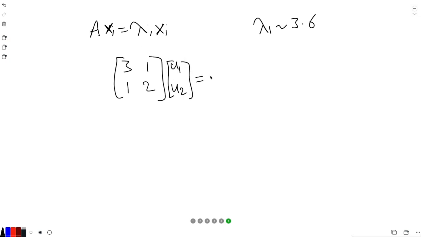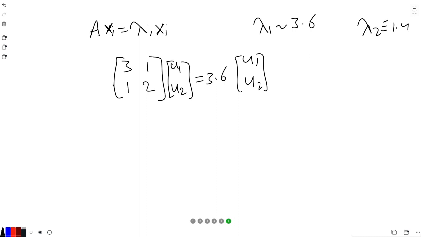This is equal to 3.6 times u1 and u2. Now our question is to find what u1 and u2 are. This will be for the first eigenvector. Of course, we can repeat it also with lambda 2 equal to, for example, 1.4, and then we can repeat the same.